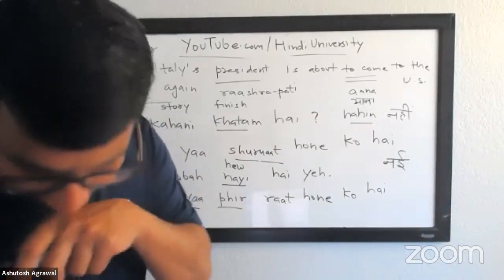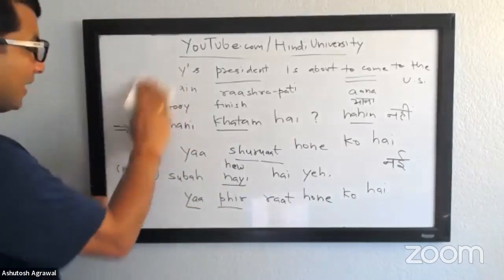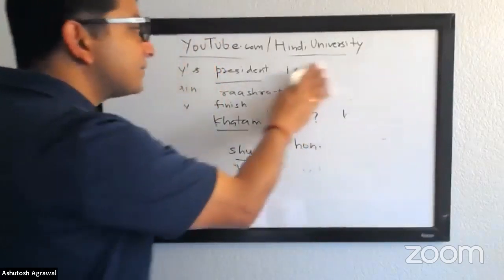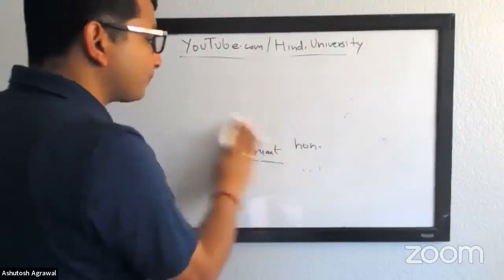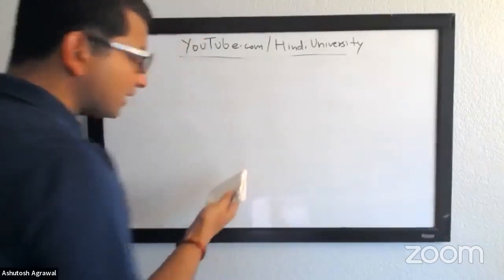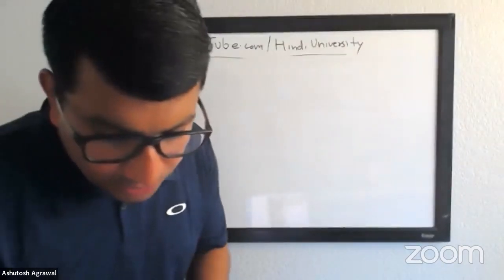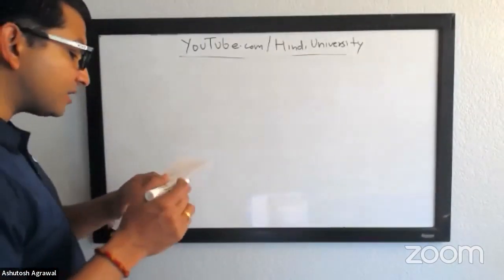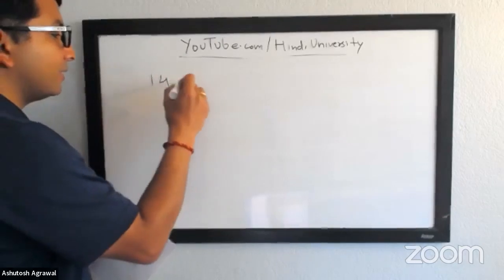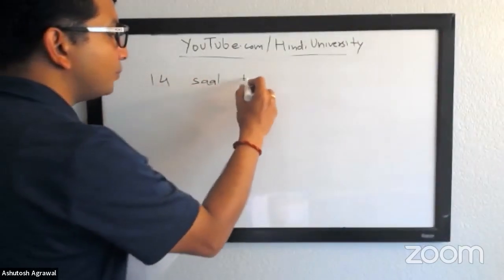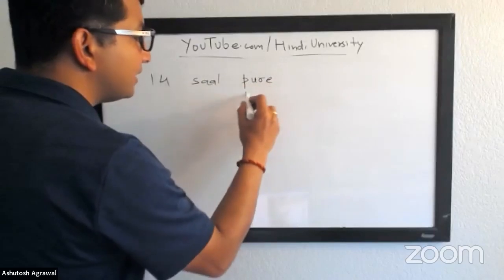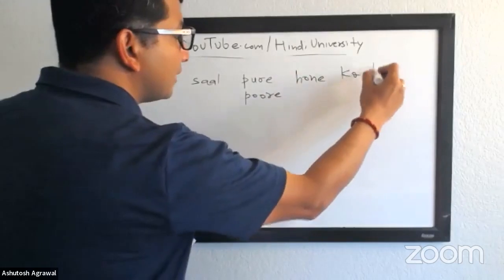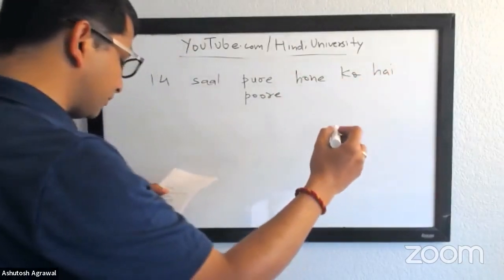Anyone else? Okay, I'm going to pick up the pace. I'm going to read a lot of news articles so that this concept becomes very solid. Sometimes in news articles, it will say "14 साल पूरे होने को है." Read it not as "pure" but "पूरे होने को है." 14 साल पूरे होने को है.